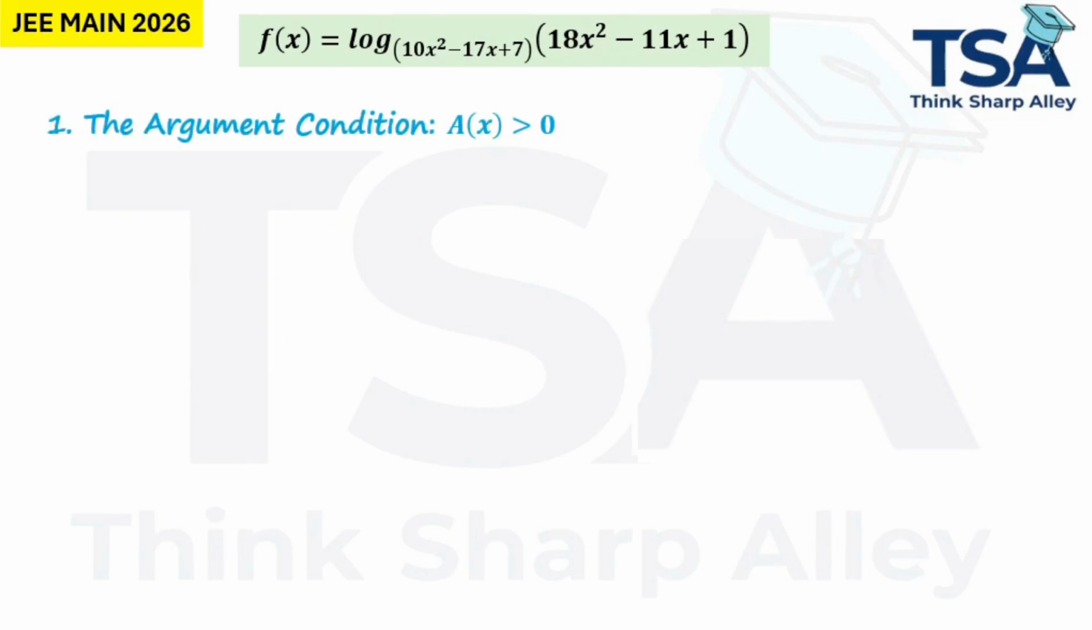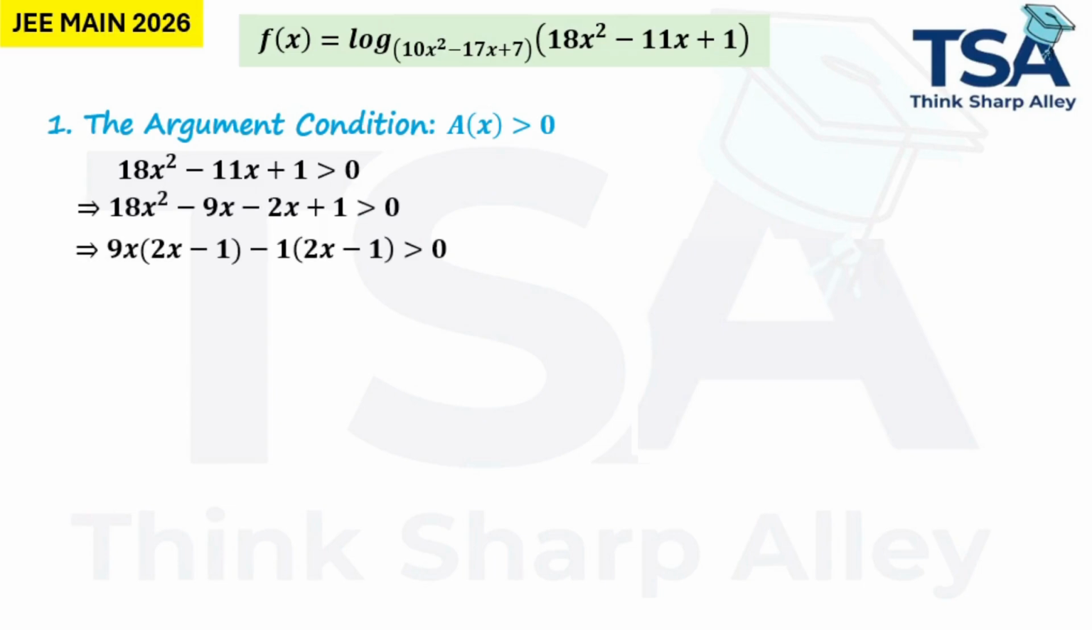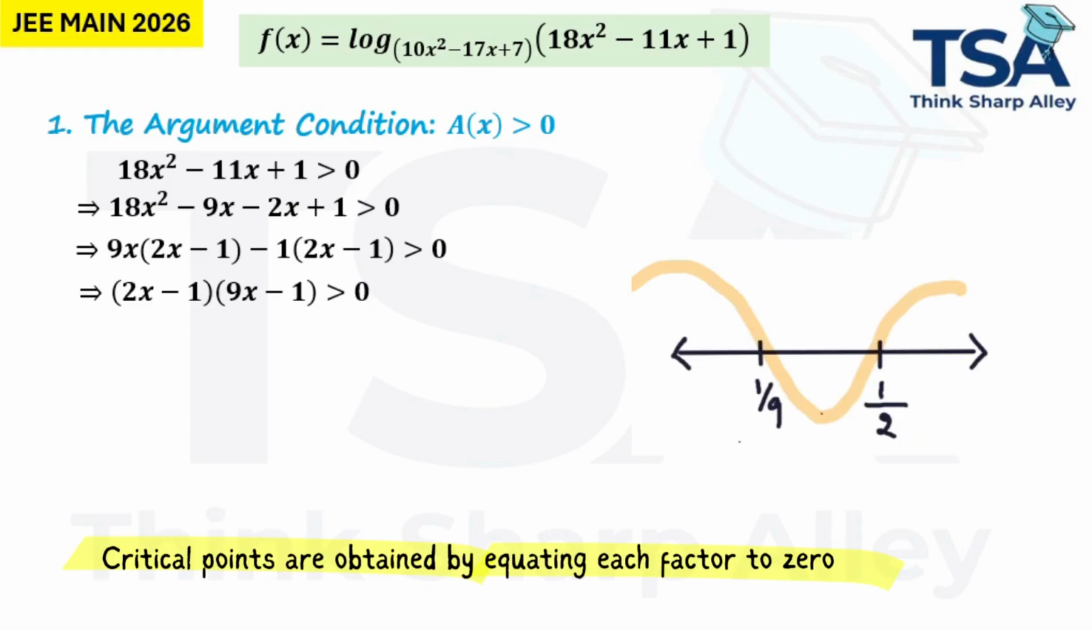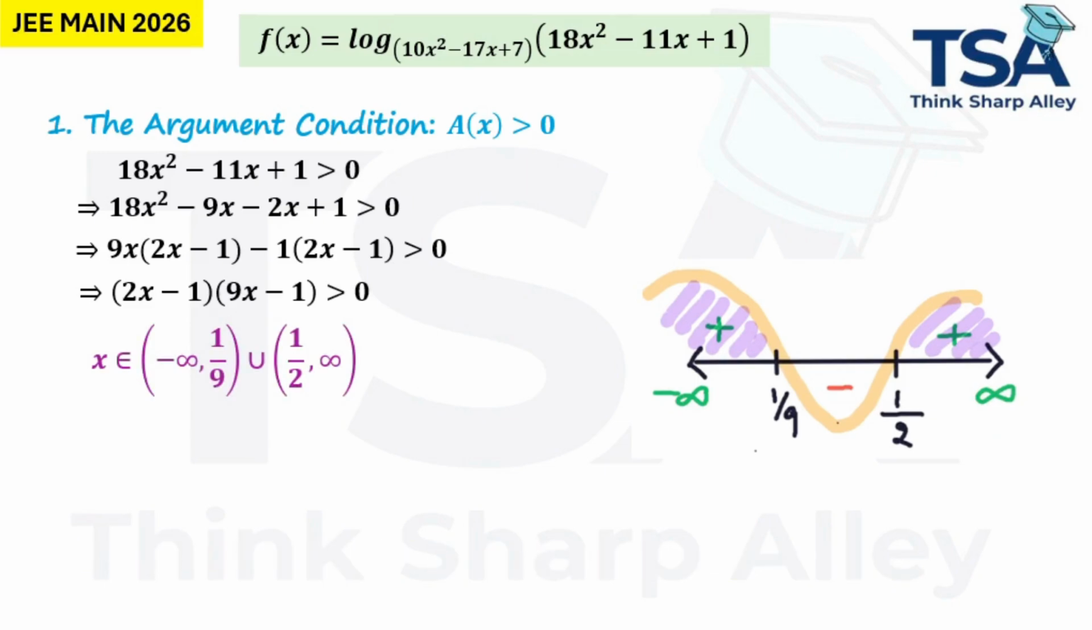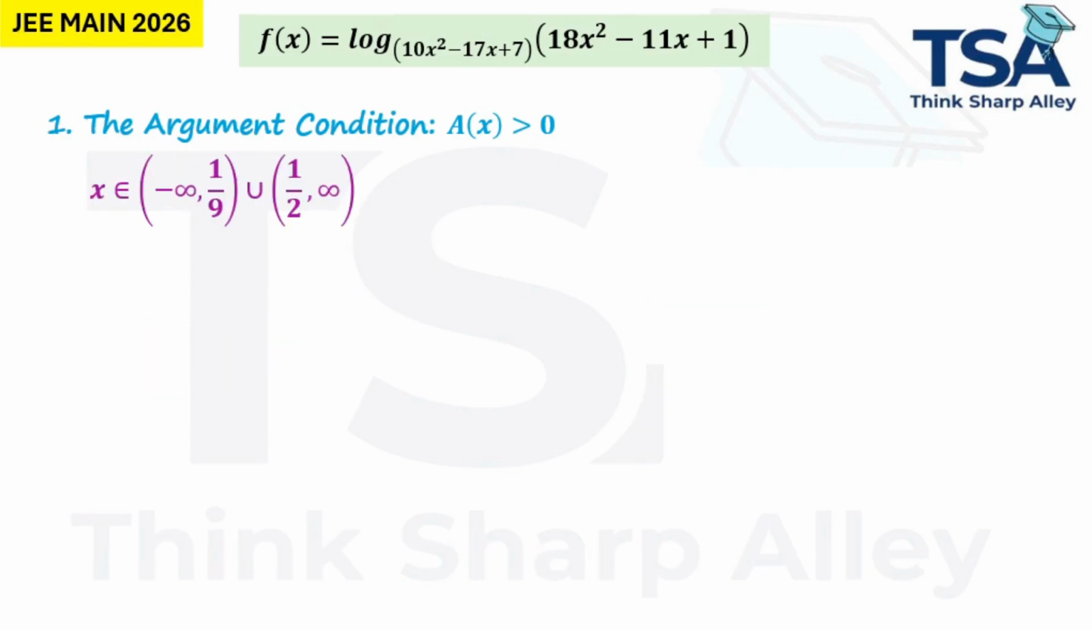First part, the argument condition. Here the argument is 18x squared minus 11x plus 1, which needs to be greater than 0. Now splitting the middle term to factor the quadratic, we get this. Then using the wavy-curve method, the critical points are clearly 1 by 9 and 1 by 2, and we need the region where x is positive, that is minus infinity to 1 by 9 and half to infinity. Please note, here none of the boundary points are included in the solution. So this forms our first condition.